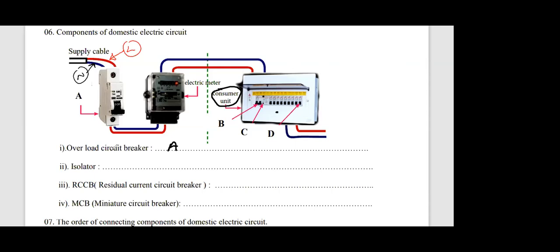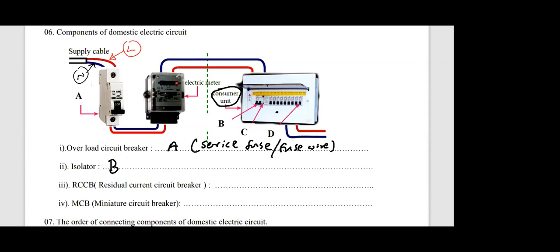Isolator. What is the other term used for the isolator? This is called service fuse or the fuse wire. And this isolator is also called main switch, that is capital B here. Even not only boys, even the girls in the house, even your mother, sisters, everyone should know this, where it is.